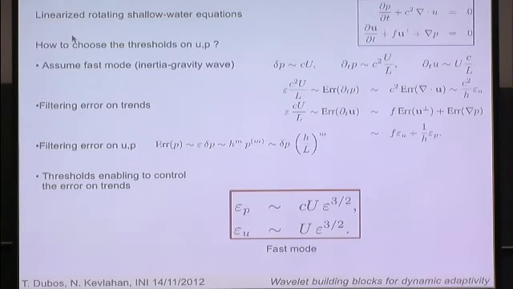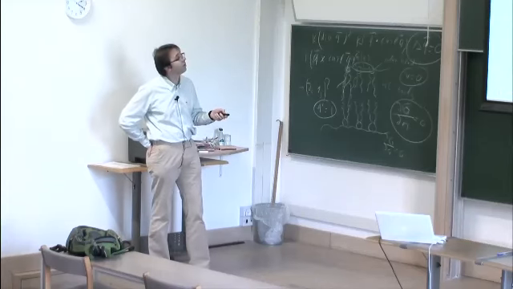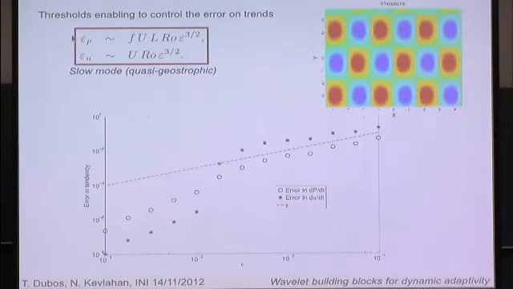And so it will not be c squared u over L, it will be c u squared over L squared. So the characteristic time scale will be u over L instead of being c over L. So since it's overall slower, to get the same relative error on trends, I need a smaller absolute error on trends. So I need a lower threshold on velocity and pressure to achieve the same relative error on trends.